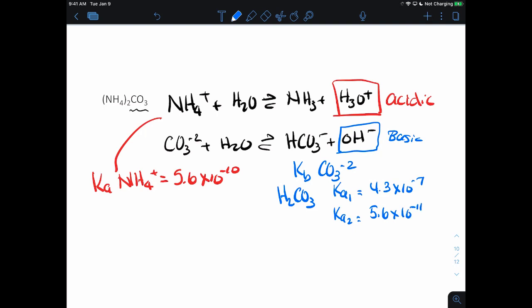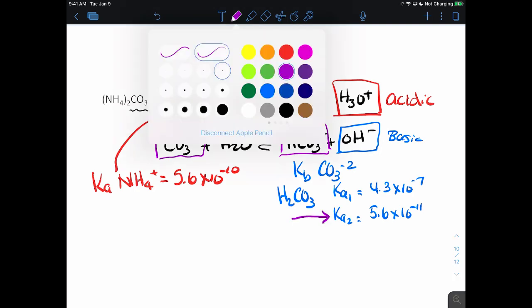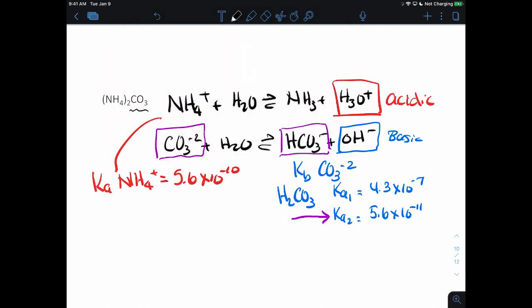Now, in this second reaction, I'm going back and forth between CO3 2- and HCO3-. So this is the losing or gaining of that second H. That's the Ka2. So we need to find Kb for that reaction using Ka2. So Kb here is 1.0 times 10 to the negative 14 divided by that Ka2, 5.6 times 10 to the negative 11, which gives me 2.1 times 10 to the negative 4.